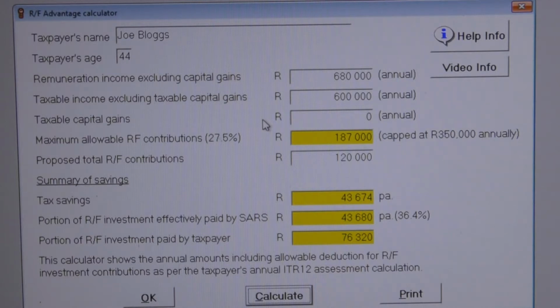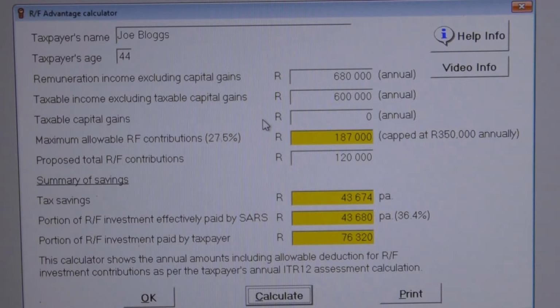We've entered 680,000 for remuneration income excluding capital gains, and we've entered 600,000 for taxable income excluding capital gains, and we have said that the client has no capital gains income. We propose the client take an RA of 10,000 Rand a month. The program shows that the client will realize a tax saving of 36.4% of the 120,000 Rand a year investment.